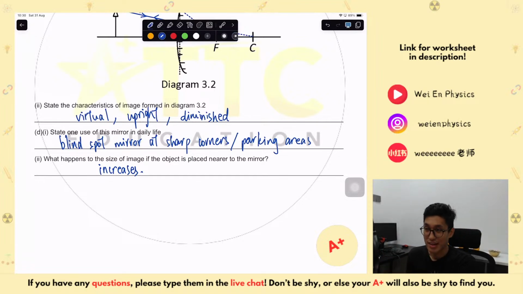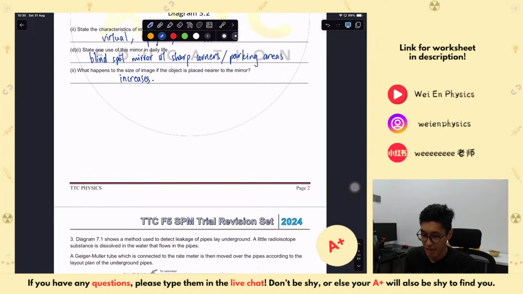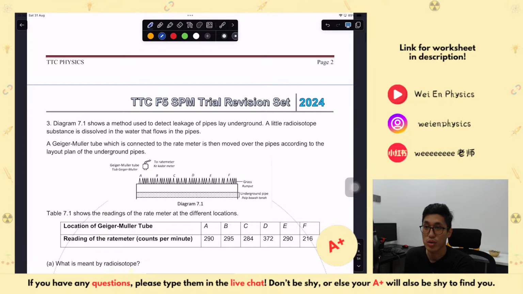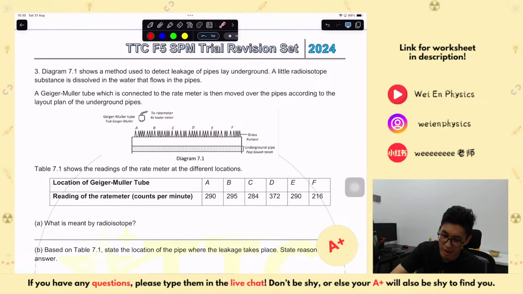Okay, all right. So this is a light and optics question. Now we go on to the third one. Third one, I see Geiger-Müller. I know this is radiation, Form 5, chapter 6. Yeah, radiation. You have seen it before, right? The funny video.